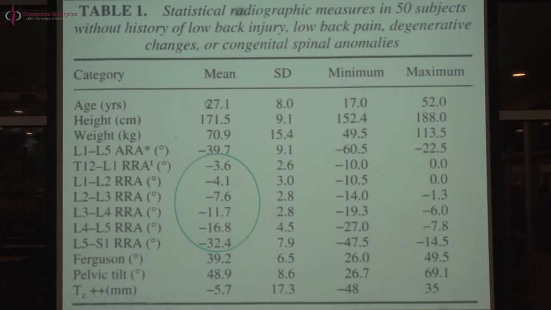Now, the meat and the potatoes. Table 1 shows all 50 subjects with no history of back injury, no low back pain, no degenerative changes, at least overt ones, and no congenital spinal anomalies and instabilities. The average age, 27 years old, standard deviation 8. However, look at the age range, 17 years of age to 52. That's a pretty broad age range, okay? Height, 171 centimeters, standard deviation 9, minimum 152, maximum 188. Weight, almost 71 kilograms, pretty large standard deviation, which is typical, and then minimums and maximums.